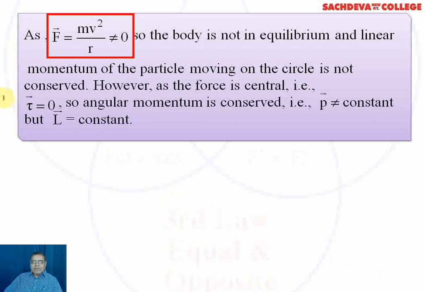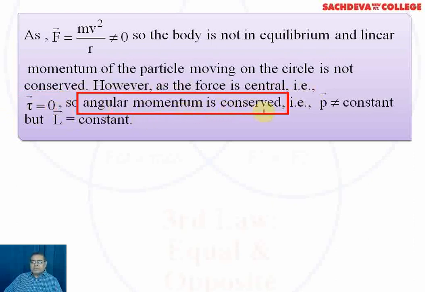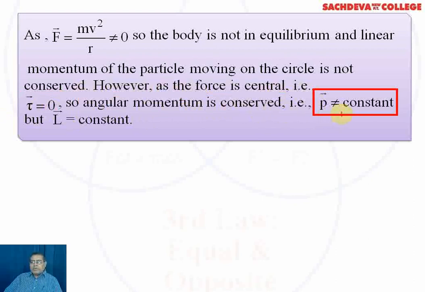Force F is m v square over r, which is not equal to 0. So the body is not in equilibrium, and linear momentum of the particle moving on the circle is not conserved. So linear momentum will never be conserved because the direction keeps changing. So angular momentum in this case will be conserved. However, as force is central, that is tau is equal to 0, so angular momentum is conserved, that is P is not constant, but L is constant.